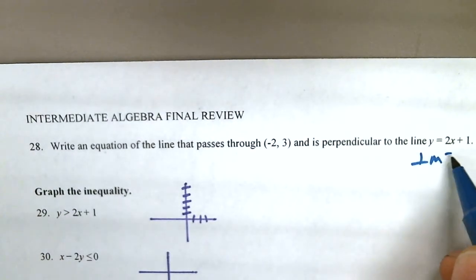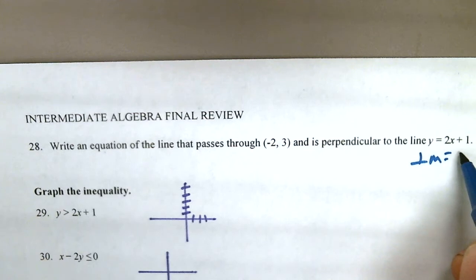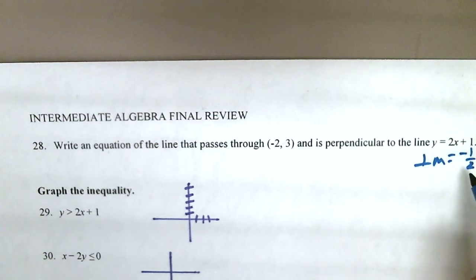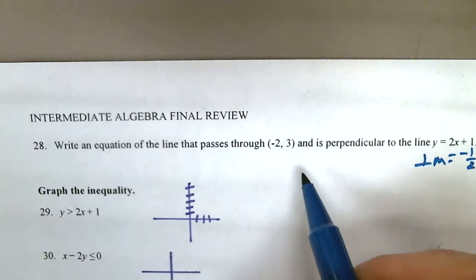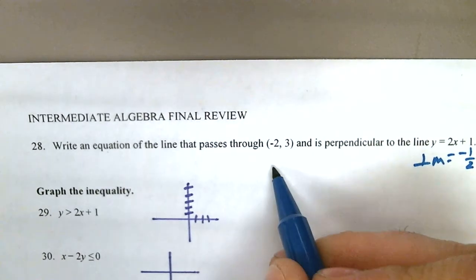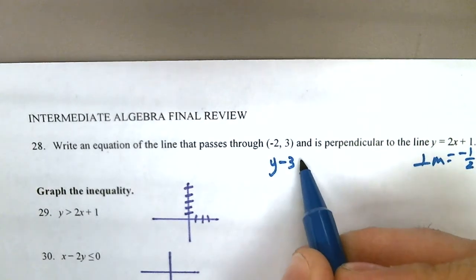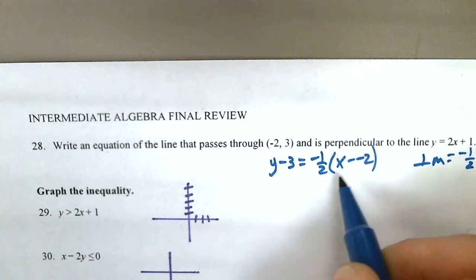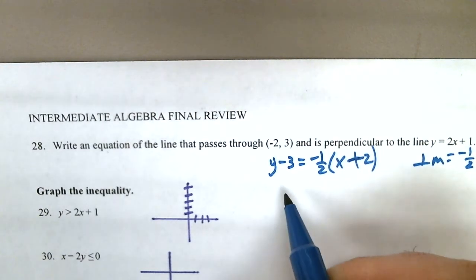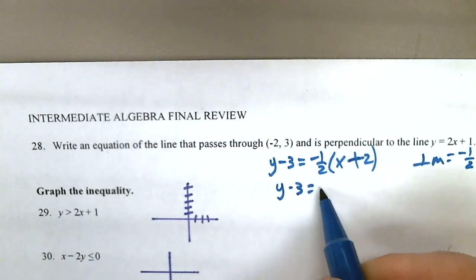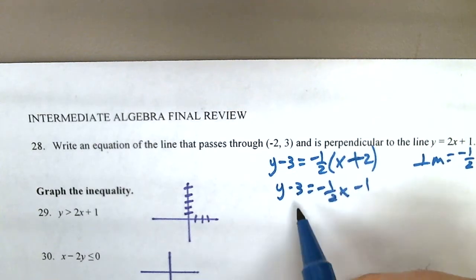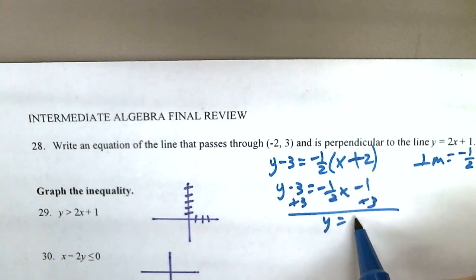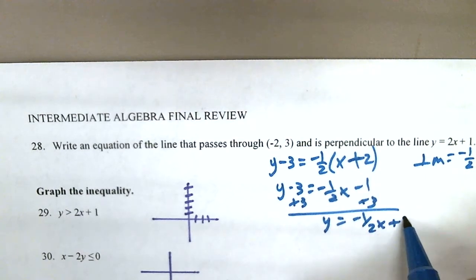Well, we know that slopes of perpendicular lines are opposite reciprocals of each other, so the opposite reciprocal of 2 would be negative 1/2. Now we can use the point slope form to plug in the point and the slope, and I have y minus y1 equals negative 1/2 times the quantity x minus negative 2. And I get negative 1/2 x minus 1 plus 3 plus 3. Y is equal to negative 1/2 x plus 2.